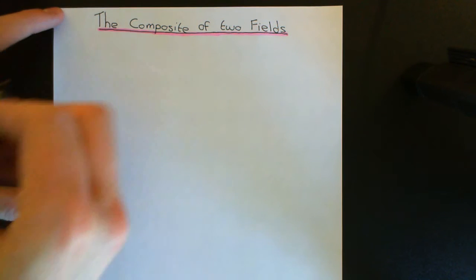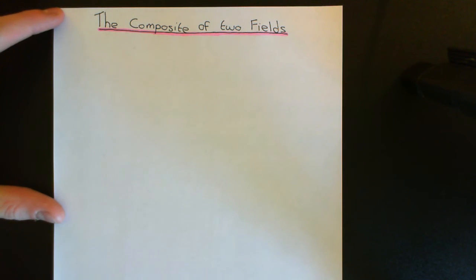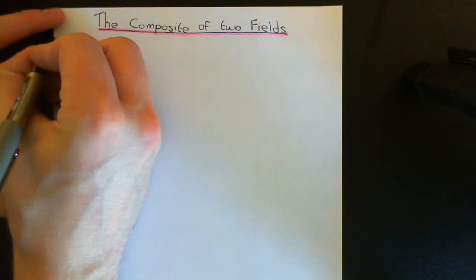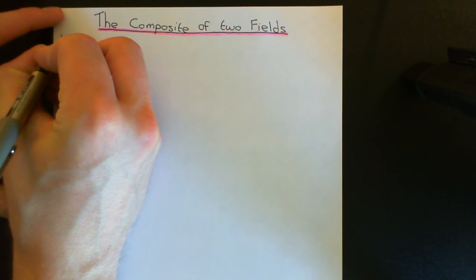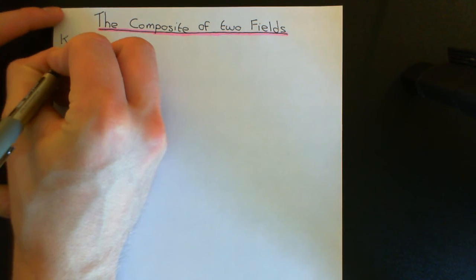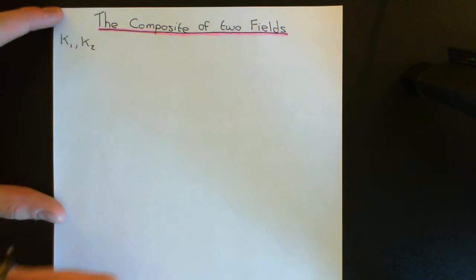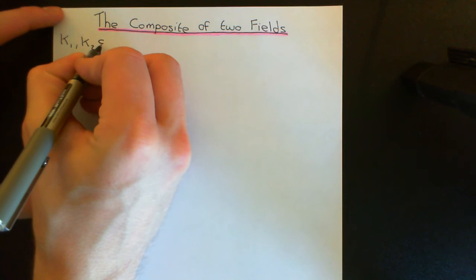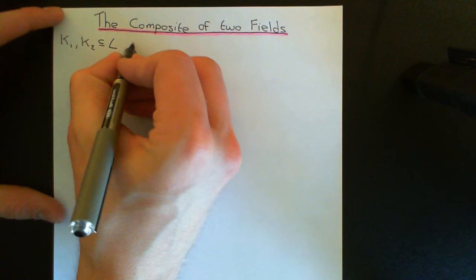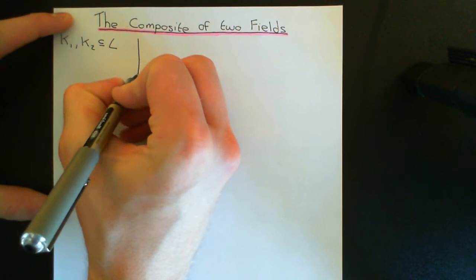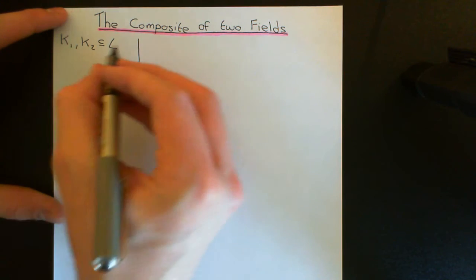What we need in order to define the composite of two fields is, of course, two fields. We're going to imagine that these are in some larger field. So we're going to have K1 and K2, which are going to be our two fields, and we're going to imagine that they're in some larger field, capital L. Then what we're going to do is define what the composite of these two fields is.